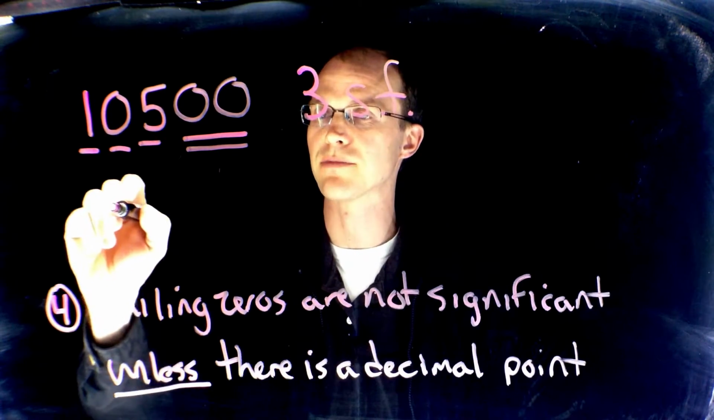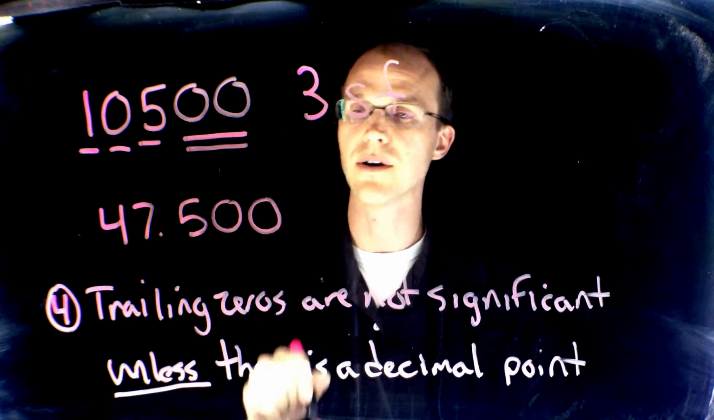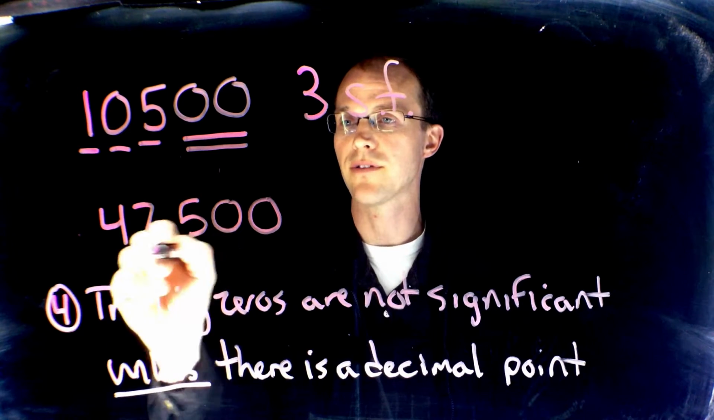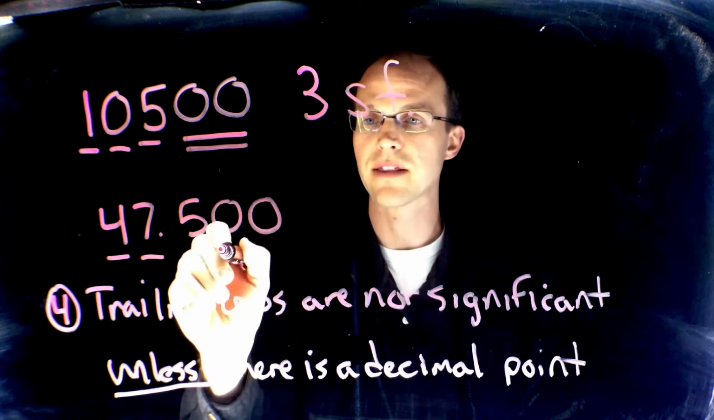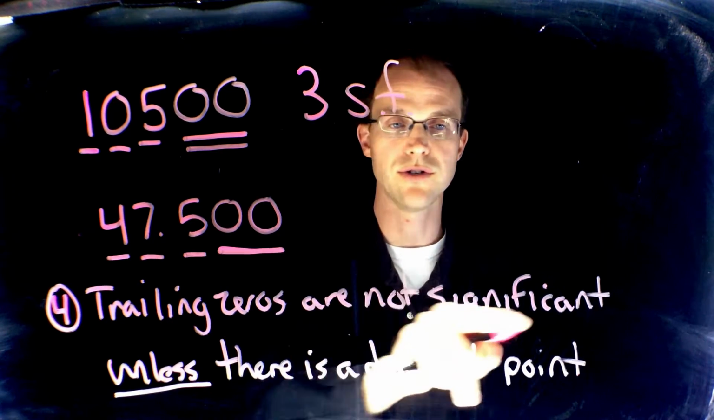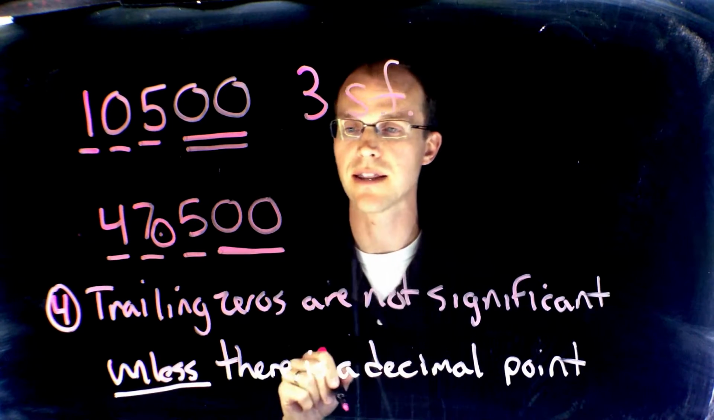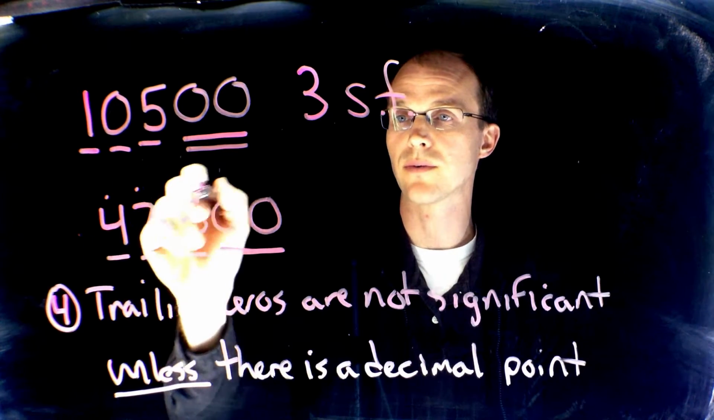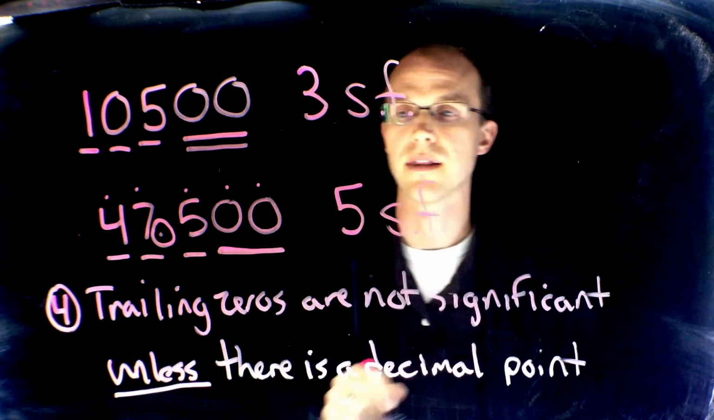How about after a decimal point? If we have a number like 47.500, what do we say about the significant figures there? Well, we know that the 4, the 7, and the 5 are all significant because they're non-zero. What about these trailing zeros here? Usually not significant, but there is a decimal point here, which makes all of those numbers significant. And we have 1, 2, 3, 4, 5 significant figures in this number.